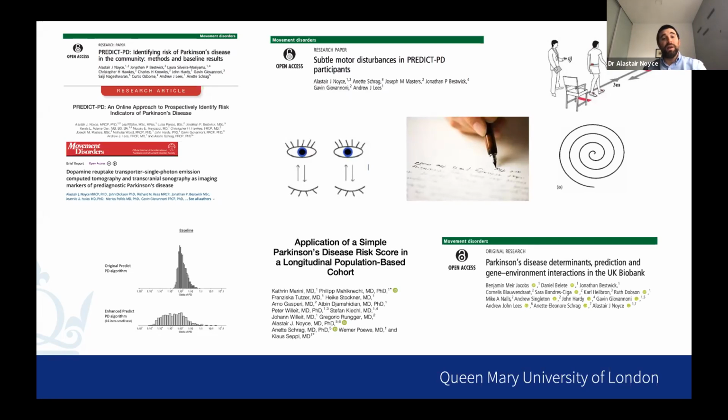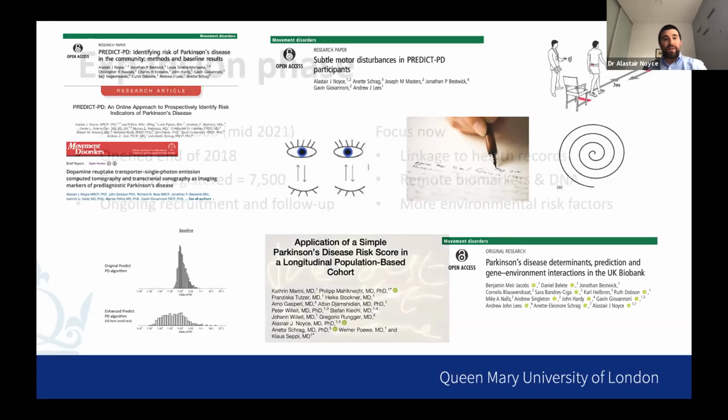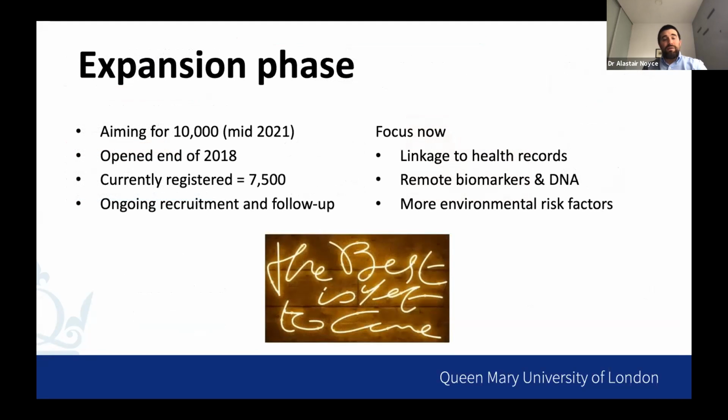And we've also applied the PREDICT PD algorithm in different settings, in a cohort called the Brunick study in North Italy, also in the UK Biobank, and have several collaborations in other parts of the world where we are using the PREDICT PD algorithm as well. So we've done a lot of research with the pilot cohort of PREDICT PD.